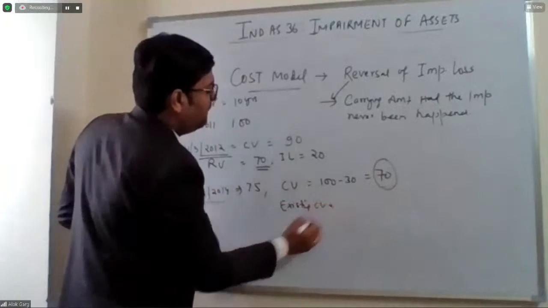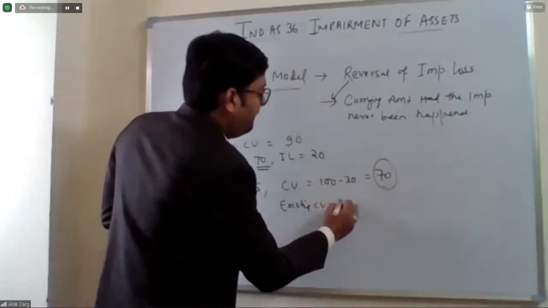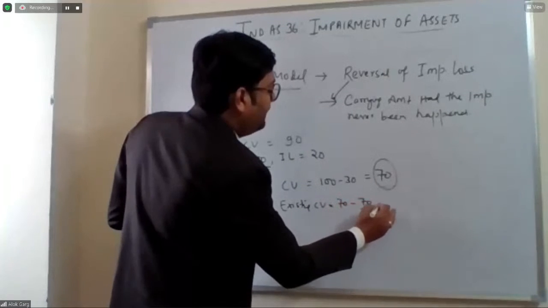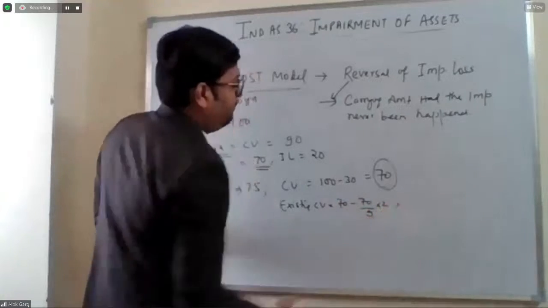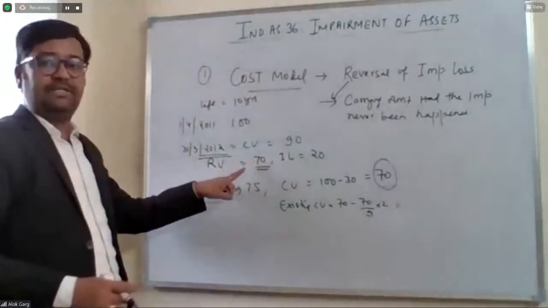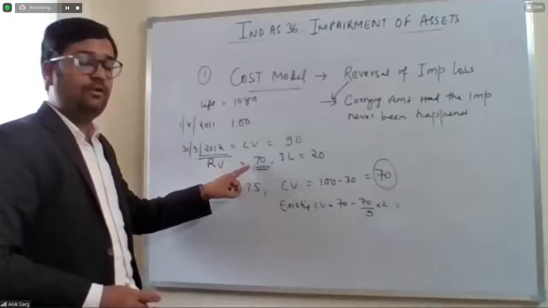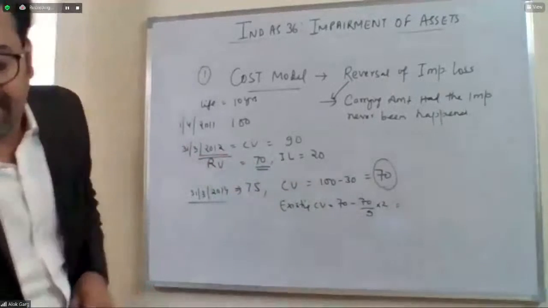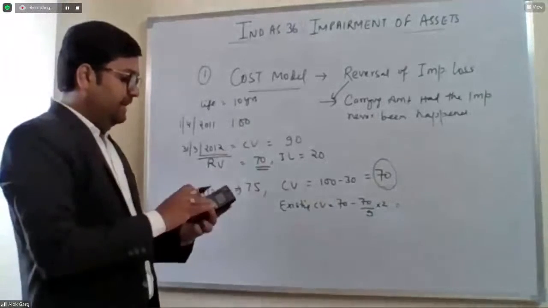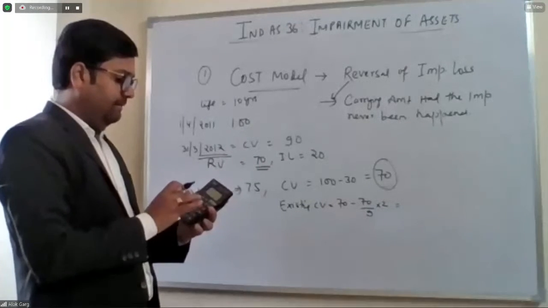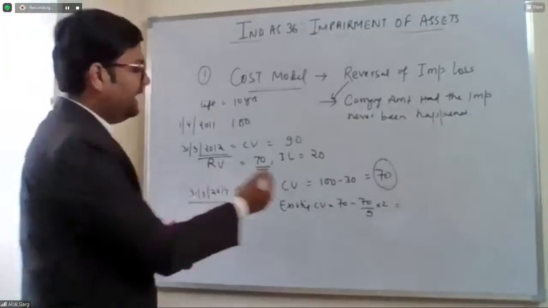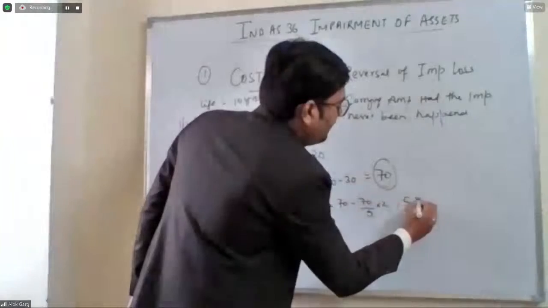The existing carrying value is equal to 70 minus 70 by 9 multiplied by 2, because this will be used for the revised depreciation. 9 years is still to go. So 70 is the revised carrying value. So what is the per year depreciation? 70 divided by 9 multiplied by 2. So it is 15. So 70 minus 15 is equal to 55.